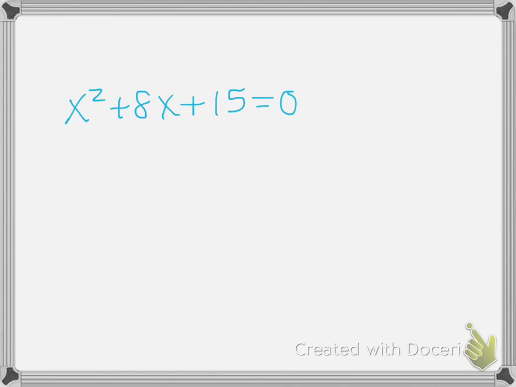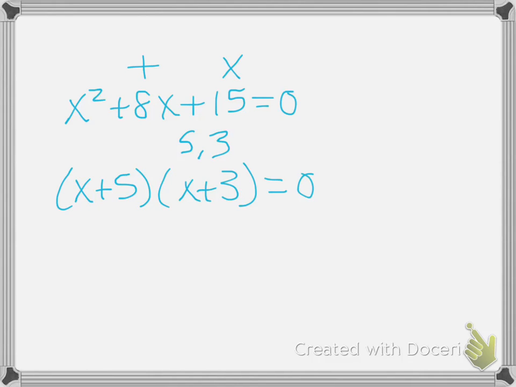For this one we have to factor first, so it's an extra step added on. We need two things that multiply to get 15 and add to give 8. So 5 and 3 do that, so x plus 5, x plus 3, and it's still equal to 0. So we have to set both of these equal to 0: x plus 5 equals 0, and x plus 3 equals 0.